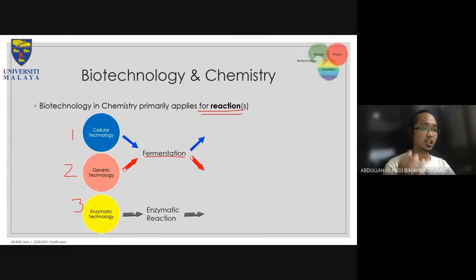Why fermentation? Because fermentation uses cells. And to use cells, you need a cellular technology, so you need to understand the cell. What does it do? If you change, for example, the temperature, what will it do? Will it die? Will it work faster?